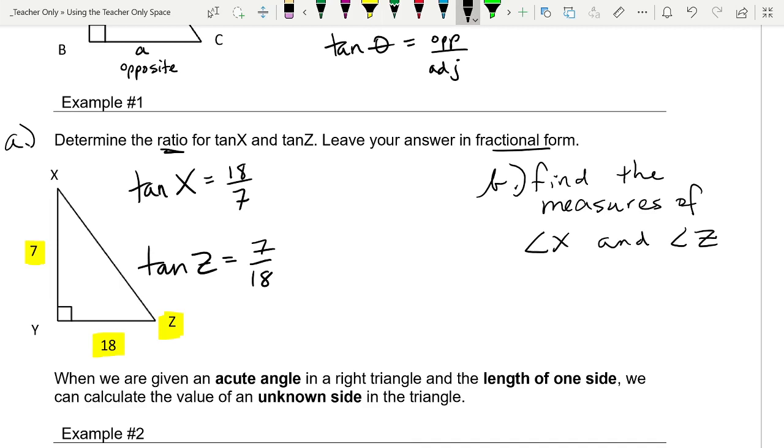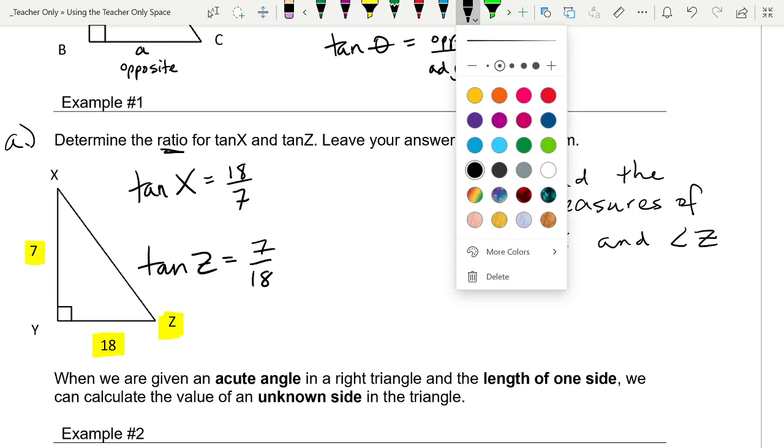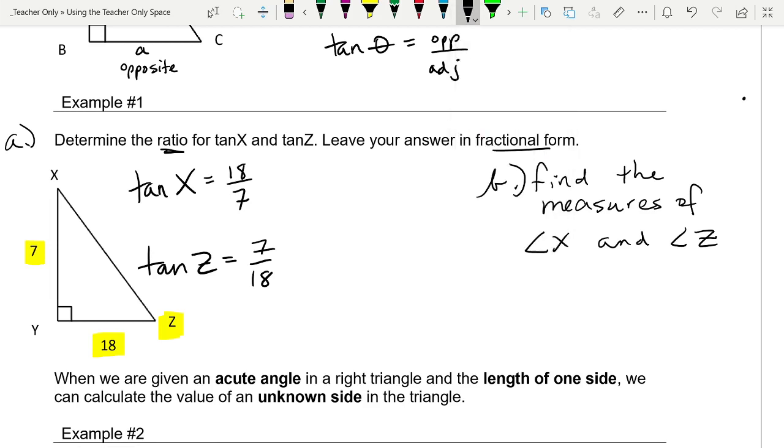I would like to find the measures of angle x and angle z. So I'll do them one at a time here. So let's start with the first one. Tangent of angle X, big X, is equal to 18/7.